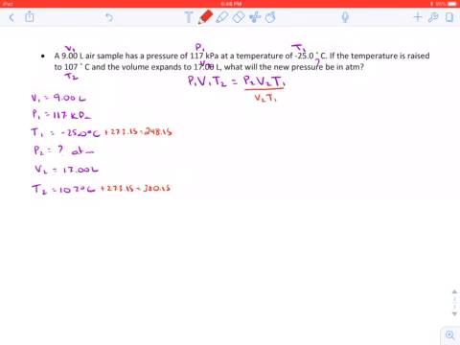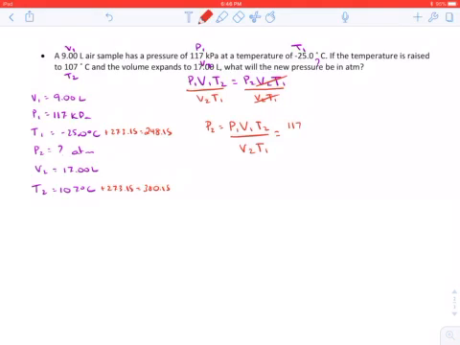Now, one other way to solve these problems is, since we're looking for P2, we could isolate P2 in the formula before we even plug anything in. And so notice I'm going to divide each side by V2 T1. That way it cancels, and we're left with P2 equals P1 V1 T2 over V2 T1. And so we can just plug it in.